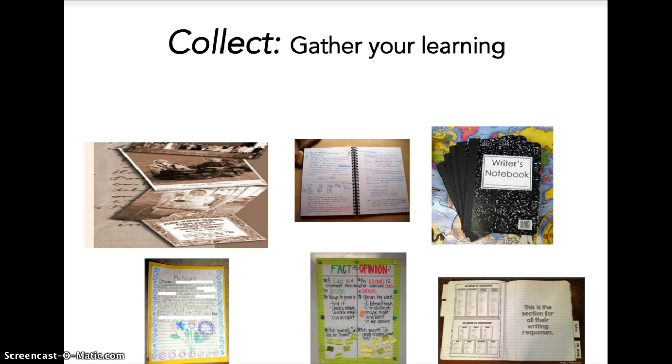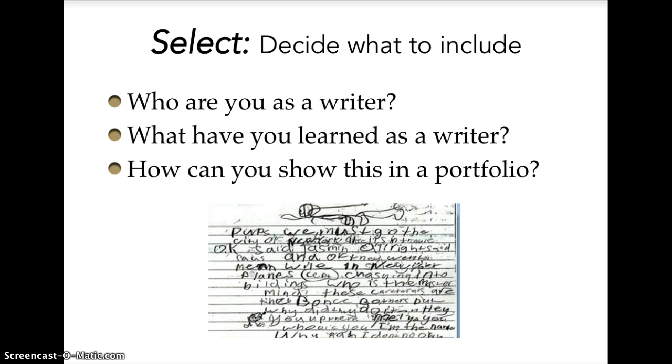They lay it in front of them on their desk, and then they select. They decide what they want to include. They ask themselves, who am I as a writer? What have I learned as a writer? And how can I show this in the portfolio? Now, I've done this all the way from kindergarten up through college. So you just modify the questions a little bit, and it's a little more teacher-directed in kindergarten and a lot more autonomous as the kids get older.